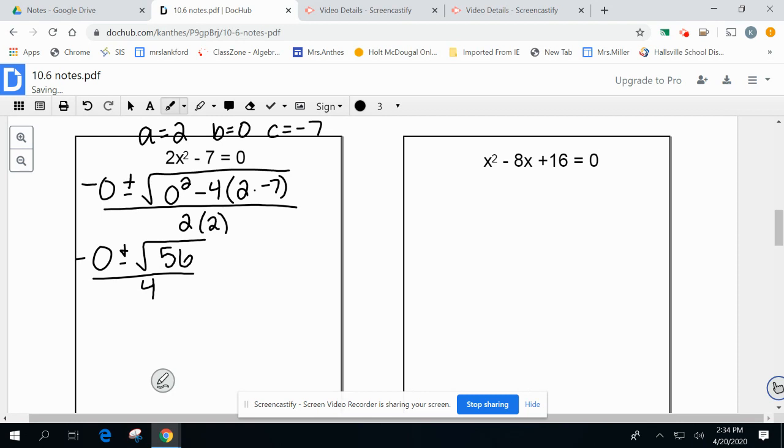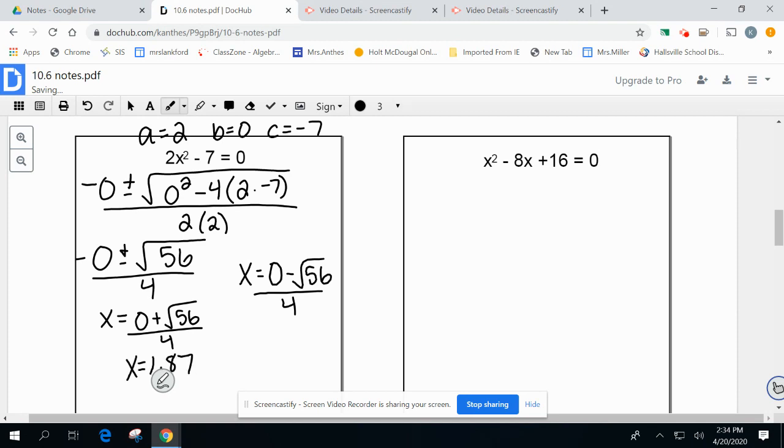So I'm going to break apart into two problems. So x equals 0 plus square root of 56 divided by 4. And make sure you hit enter after you put in square root of 56 before you divide by 4, or your calculator will probably give you the wrong answer. So 0 minus square root of 56 divided by 4. So I end up with x equals, I rounded, 1.87, and x equals -1.87.